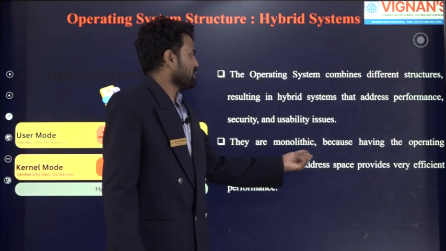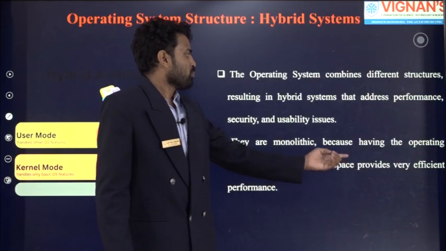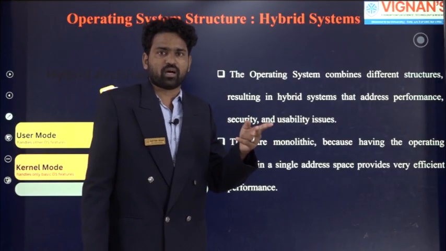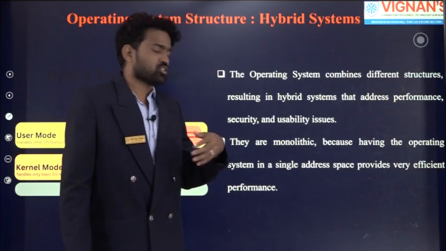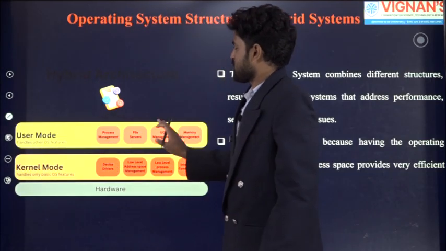They are monolithic because having the operating system in a single address space provides very efficient performance. When we combine both different kinds of operating system structures, we will have more efficiency and more reusability. So this is the hybrid structure.